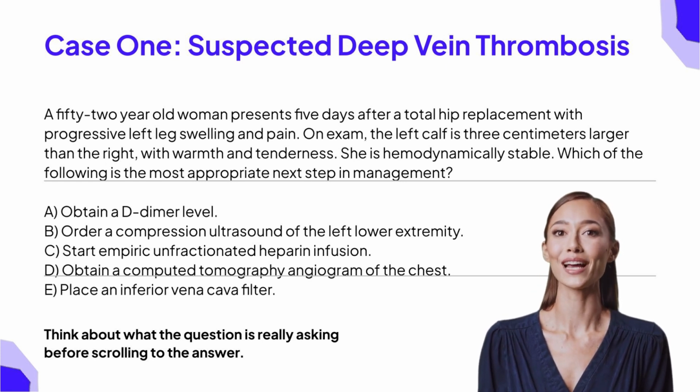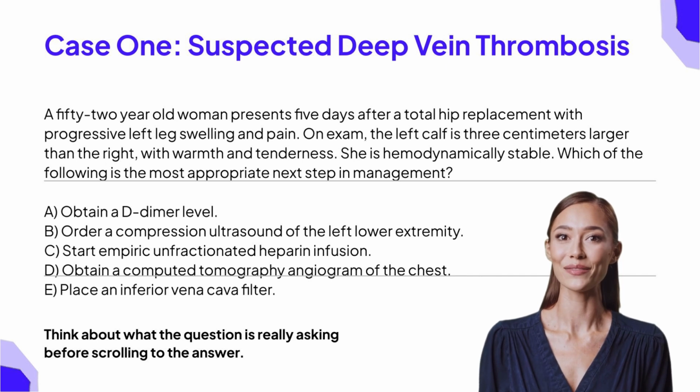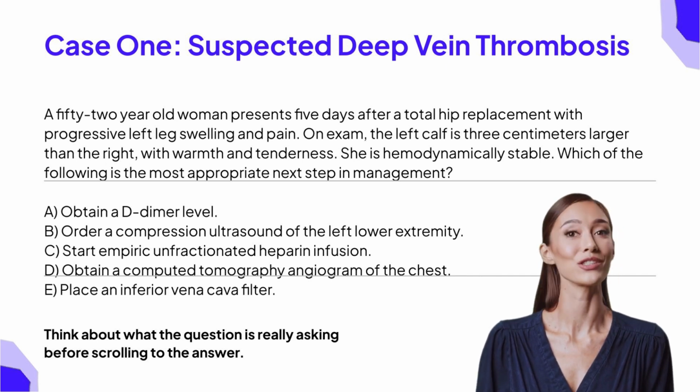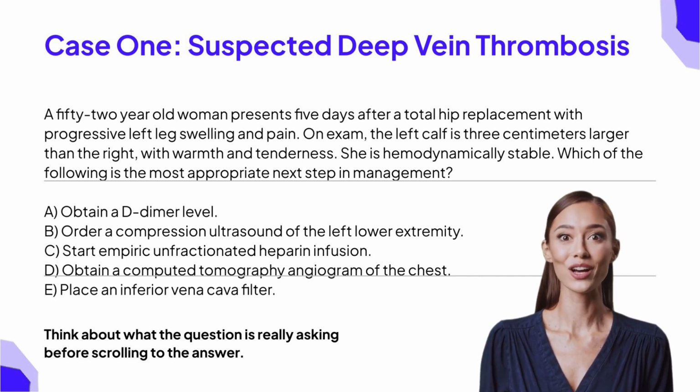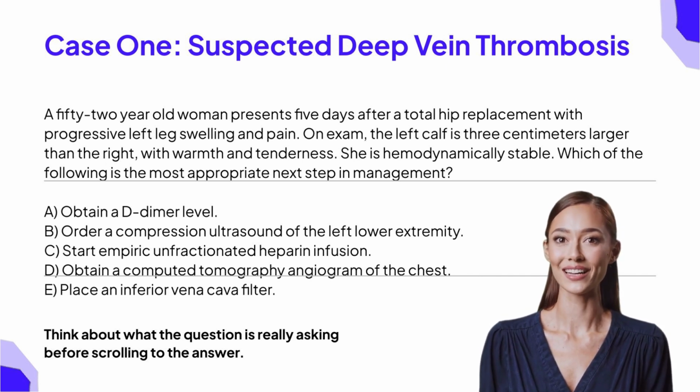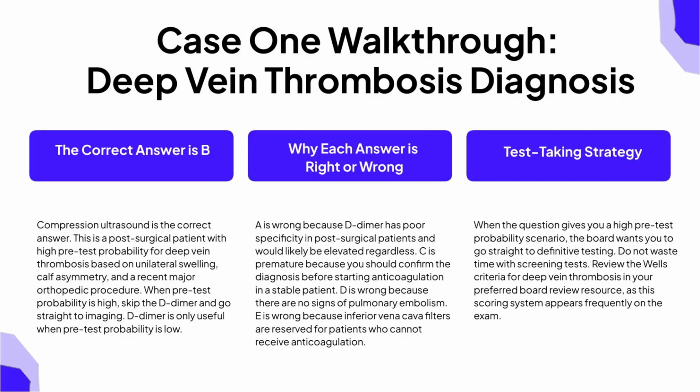Post-surgical unilateral leg swelling, calf asymmetry. This is a textbook deep vein thrombosis presentation. The question asks for the most appropriate next step. Think about whether you need a screening test or a definitive test. The correct answer is B, compression ultrasound.